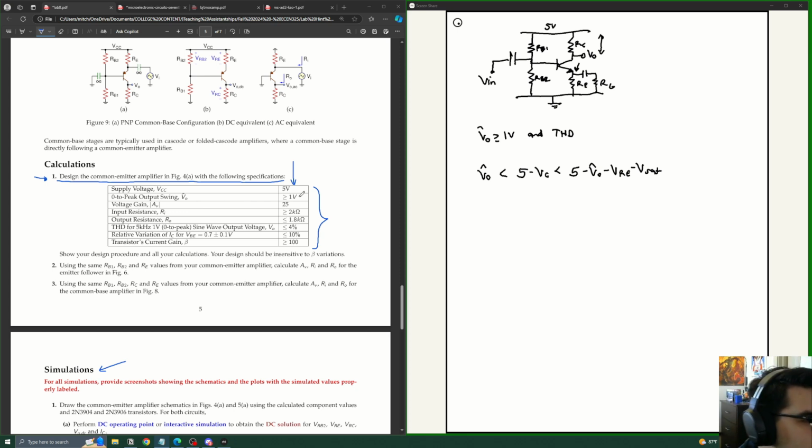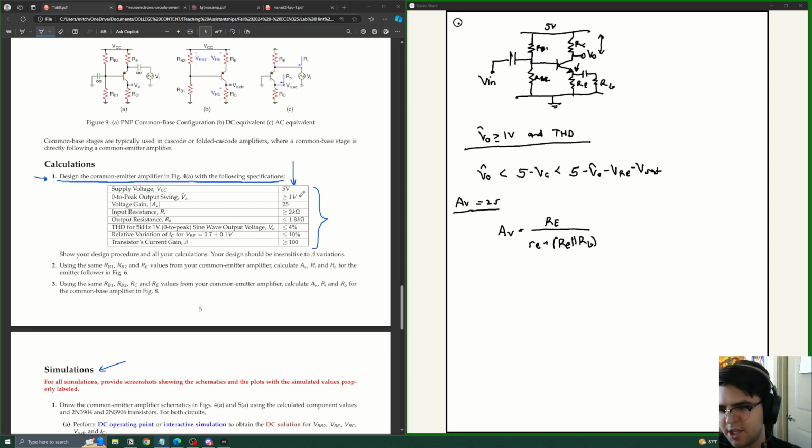Then we also want a gain of AV equal to 25. From what we know about our equations, AV is going to approximately equal RC over RE plus RE in parallel with RG. I know there's a negative sign there, but we're not really worried about the inversion, so I'm just going to leave it out.